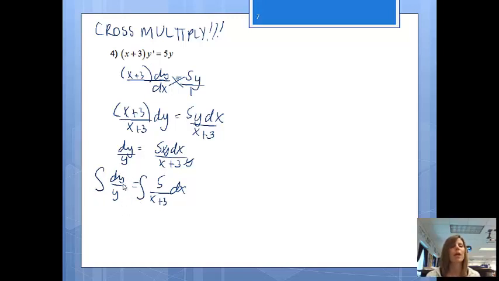Okay, on the left side, hopefully you notice this really is the exact same thing as du over u, dy over y, dx over x. If I see something like that, my answer will just be the natural log of y. Okay, on the right side, I have a denominator, and since it's a little bit more complicated, we do need to do a u substitution on this one, so I'll get u equals x plus 3.